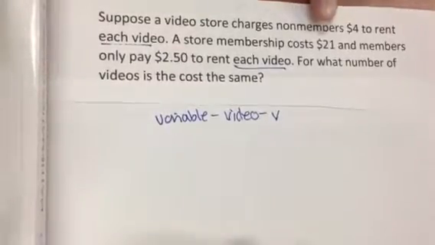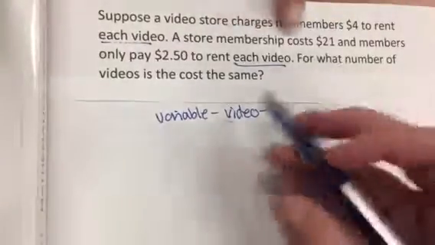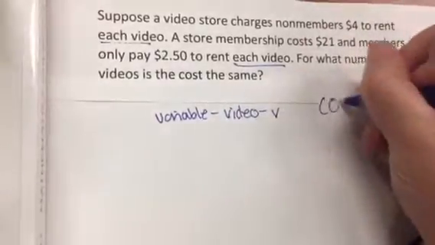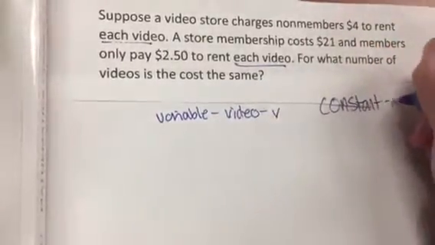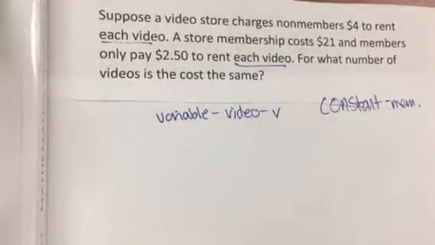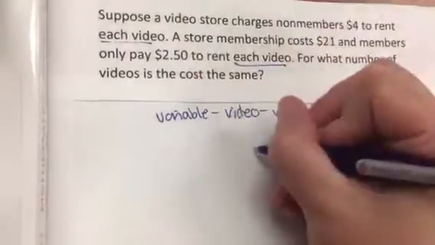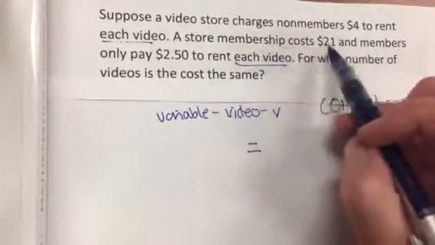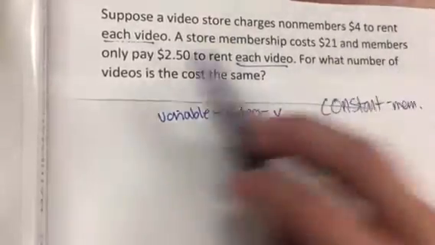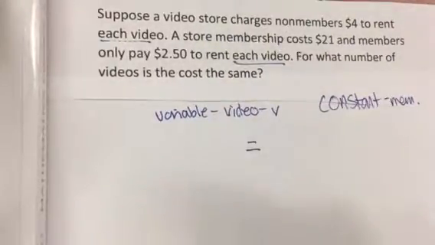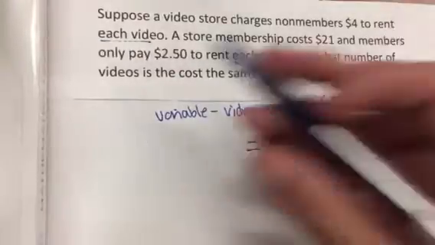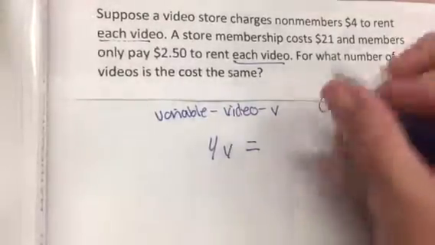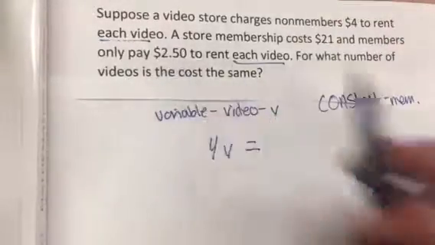Okay, so now we're looking at our membership, which is going to be the constant. Regardless of how many videos you get, if you have a membership, you have to pay that $21. No matter what. Okay, so now let's talk about our 2 video stores. Store A was $4 to rent each video without a membership. So if you're a non-member, $4 to rent the video, so 4V. And then a member is going to be $21 and $2.50 to rent each video.